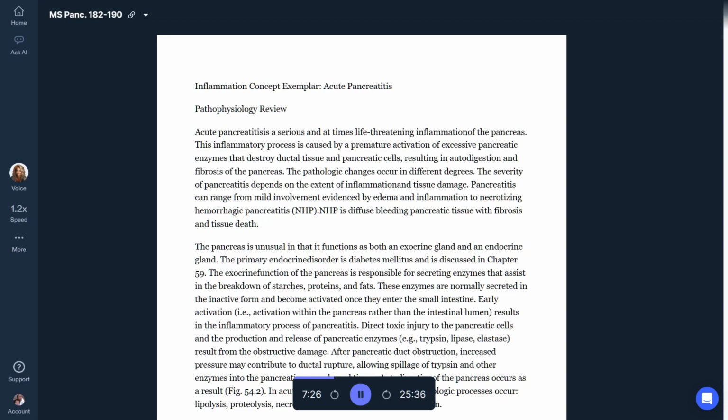Table 54-5. Abnormal finding, cause. Increased amylase: pancreatic cell injury. Elevated lipase: pancreatic cell injury. Elevated trypsin: pancreatic cell injury. Elevated elastase: pancreatic cell injury. Other diagnostic tests. Elevated glucose: pancreatic cell injury resulting in impaired carbohydrate metabolism, decreased insulin release.